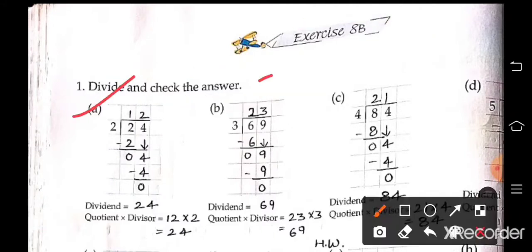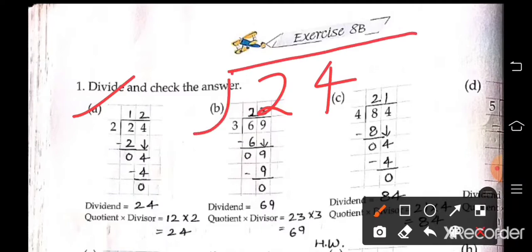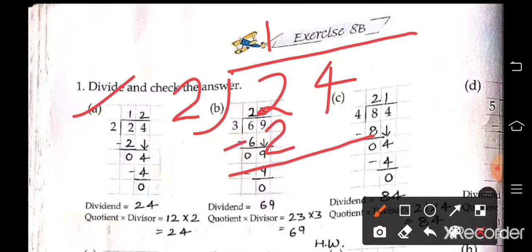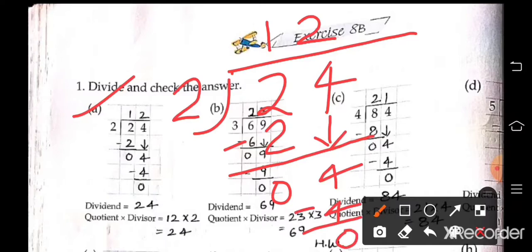A part, 24 divide by 2. So we make this type of sign. Write 2 here. Now read the table of 2. 2 1s are 2. Okay. Write like this. Now subtract 2 minus 2, 0. Now bring 4 down like this. Make arrow and write like this. Now 2 1s are 2, 2 2s are 4. So write 2 2s are 4. So 2 here and 4 here. So remainder is 0 and answer is 12.